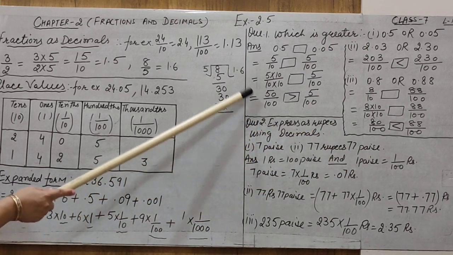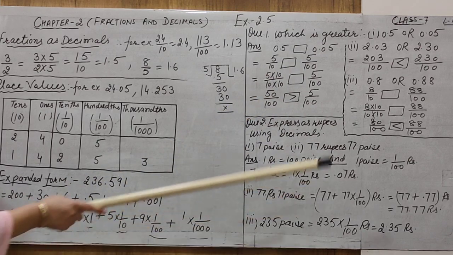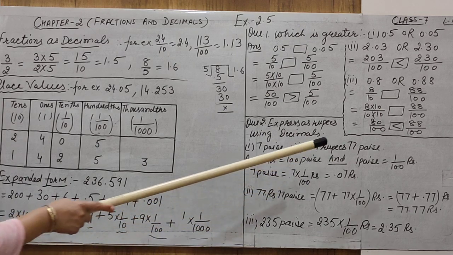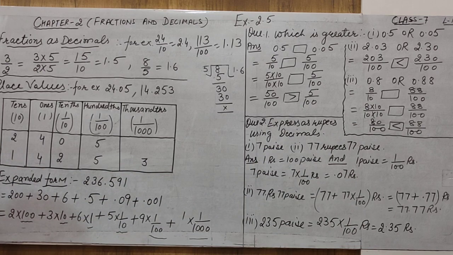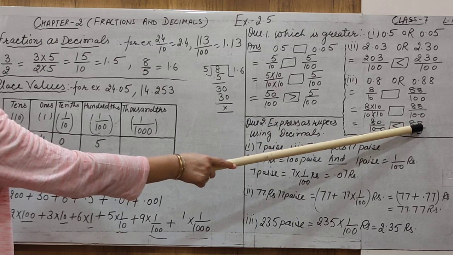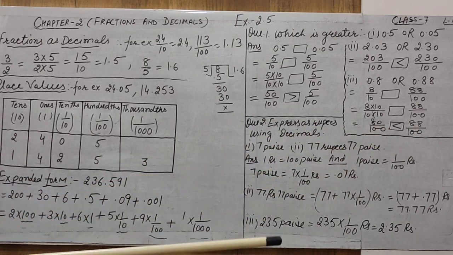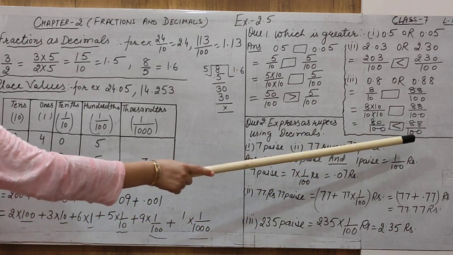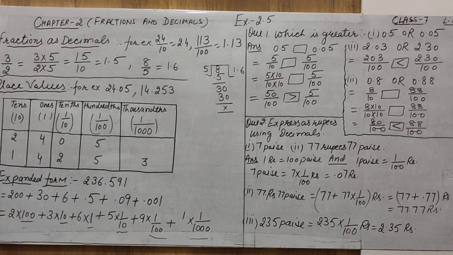Alright, now what we have done in this case? We have to make the denominator similar. So here the denominator is 10, but in this case denominator is 100. So change by using equivalent fraction, multiply the numerator and denominator with 10. We get 80 by 100, and in this side 88 by 100. Now when the denominators are similar, compare only numerator. So 88 is greater than 80. That's why 0.88 is greater than 0.8.